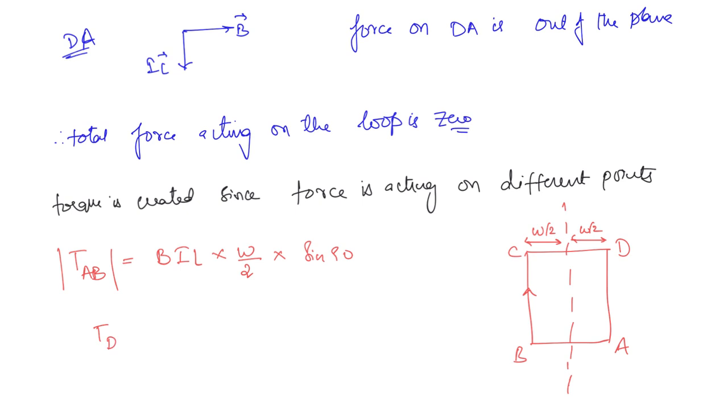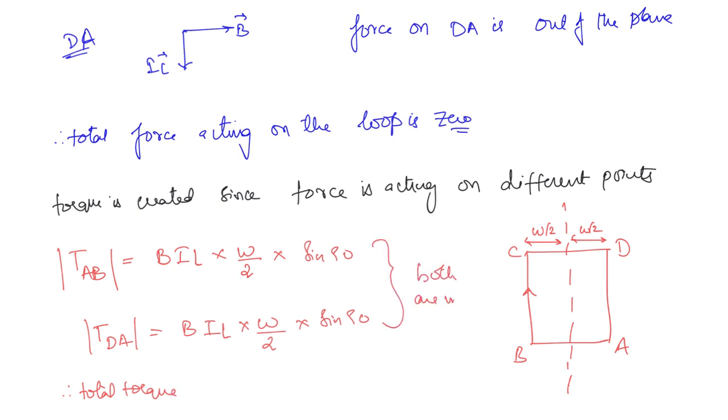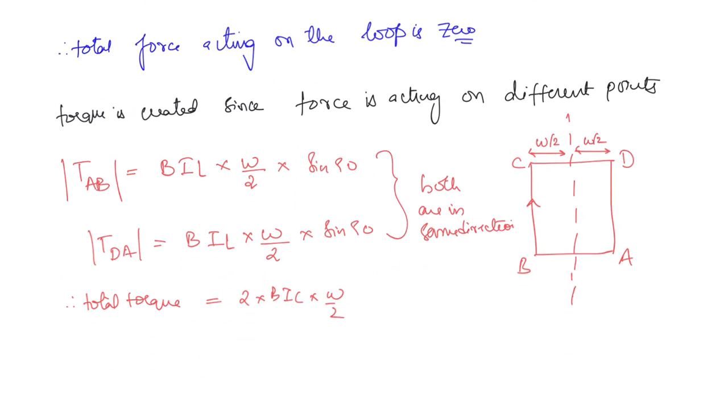Okay. So similarly TDA, this is also going to be in the same direction, right? The torque is going to be in the same direction. Okay. So therefore total torque, these both are in same direction. That means both of them are making the loop rotate in the same direction. So total torque is equal to 2 times BIL into W by 2. So this is going to be BILW. Okay. So this is the total torque.